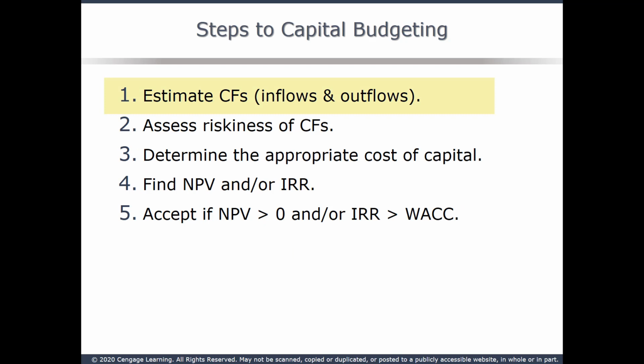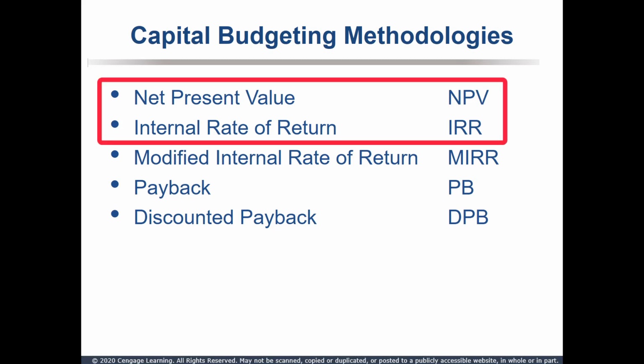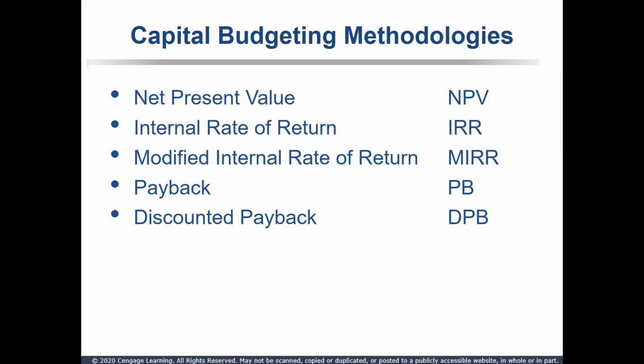Number 1, estimate the cash flows. That's Chapter 12. Assess their riskiness. That's also Chapter 12. Find the weighted average cost of capital. Chapter 10. Find the NPV and IRR. Chapter 11. Decide accept or reject. Chapter 11. And here are the 5 techniques we'll learn to understand and employ in this chapter. We're going to start with NPV and IRR.